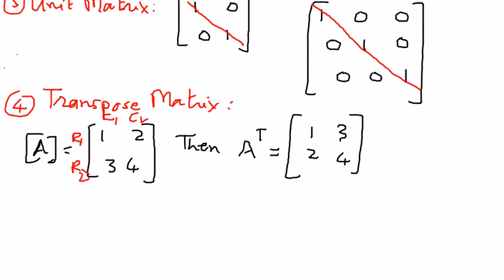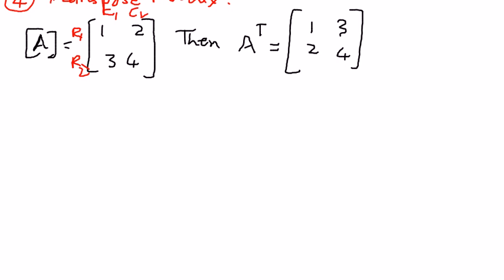So therefore, when the rows are transformed into columns, we can define that type of matrix as the transpose of a matrix. Transpose of a matrix. Okay.